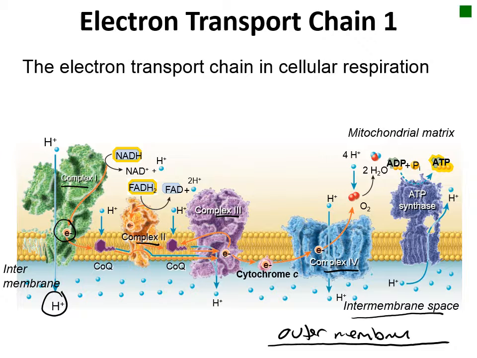Thus, this is active transport and is creating a concentration gradient of hydrogen ions with a high concentration in the intermembrane space and a low concentration in the mitochondrial matrix.